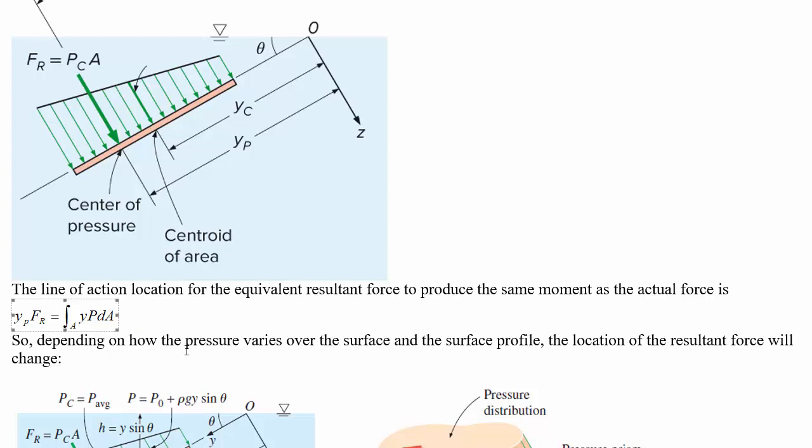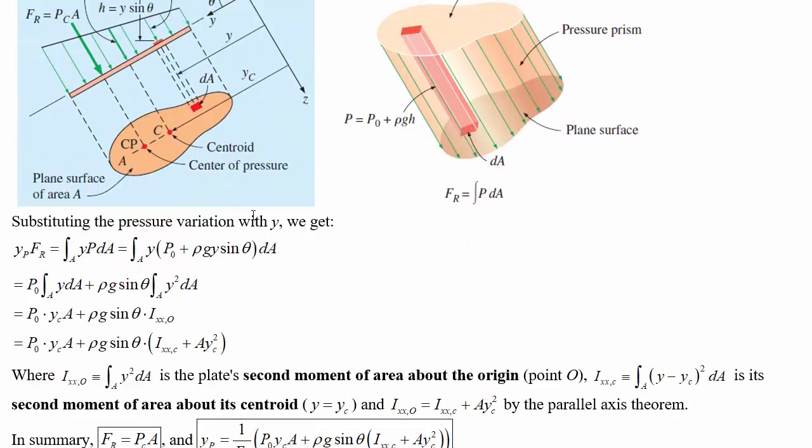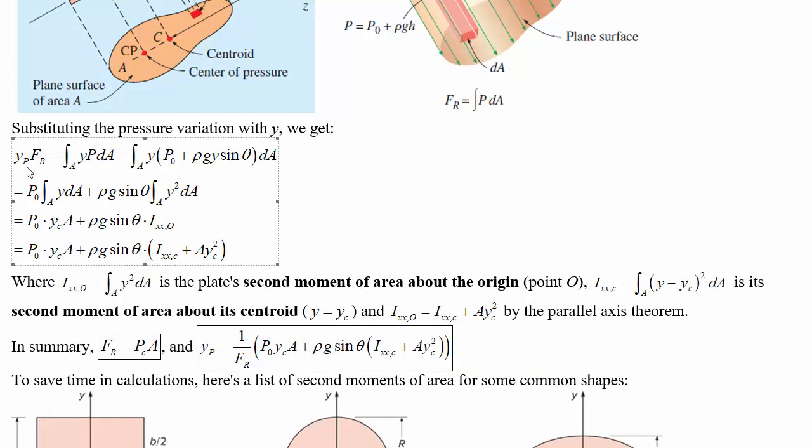In order for it to have the equivalent resultant force, meaning that it produces the equivalent moment as the actual distributed force, then we need to have that wherever the location of it is, multiplied by the resultant force, is equal to the moment produced by the distributed force, which is the pressure dA. So using this definition, you can do some of the derivations in the book if you're super interested and come up with the calculations that it has, like this one.